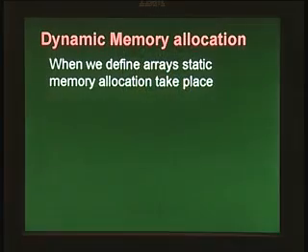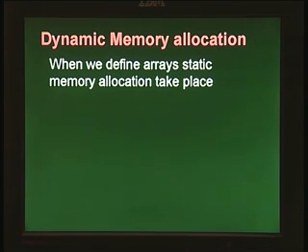That memory allocation is static. The moment we declare an array, that memory has been allocated to it. But sometimes we want to declare something, but we don't want to allocate the memory till we actually use that variable. In that case it is useful to have a way of doing this. One way is dynamic memory allocation.